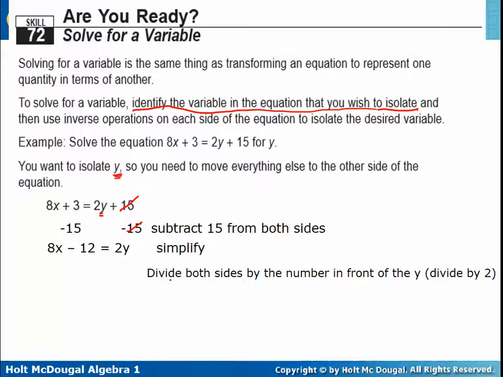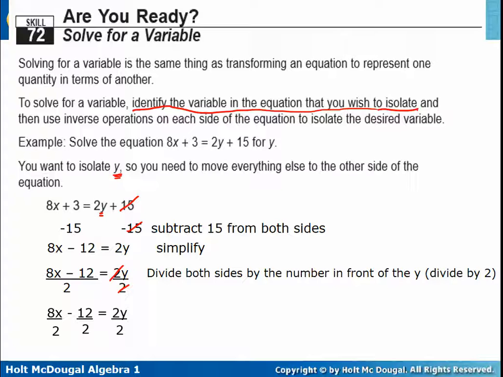Now this means 2 times y, so we need to divide both sides by the number in front of the y. So in this case, we're going to divide by 2. So everything on the left divided by 2 and everything on the right divided by 2. On the right side, this just cancels. 2y divided by 2 is just going to be y. Dividing both sides by the number in front of the y, it might be easier for you to think of it this way. Divide every term by 2.